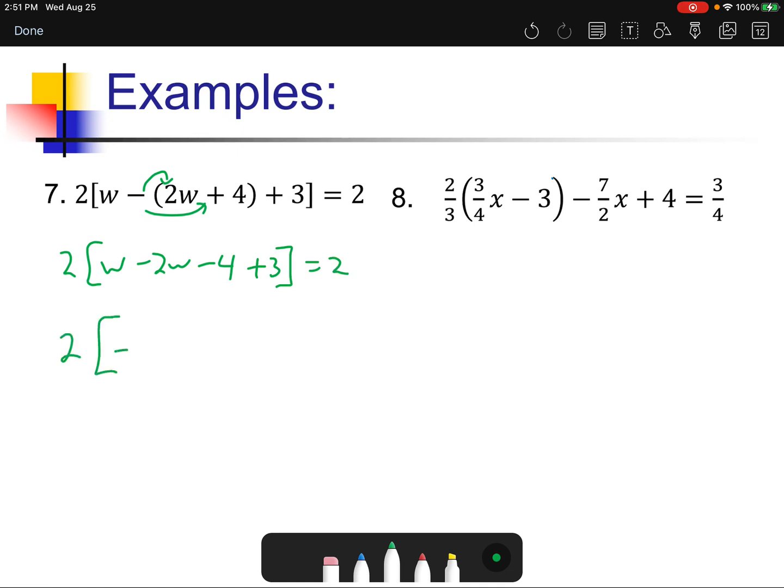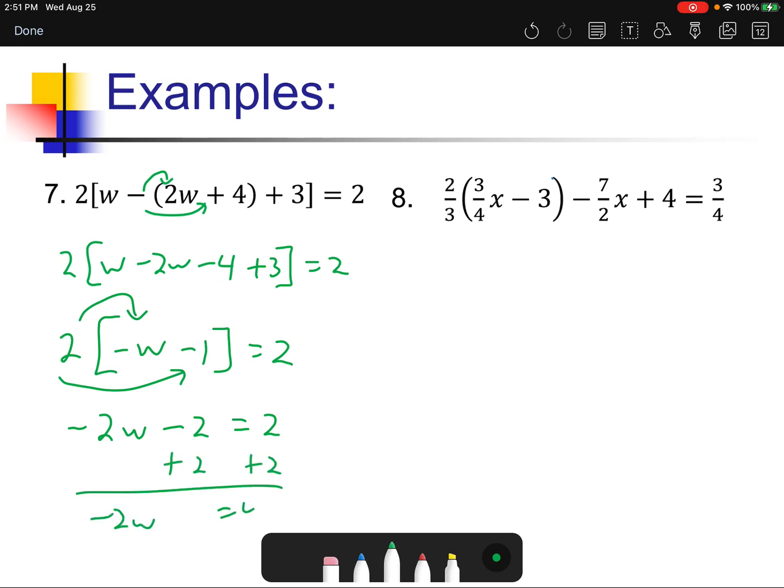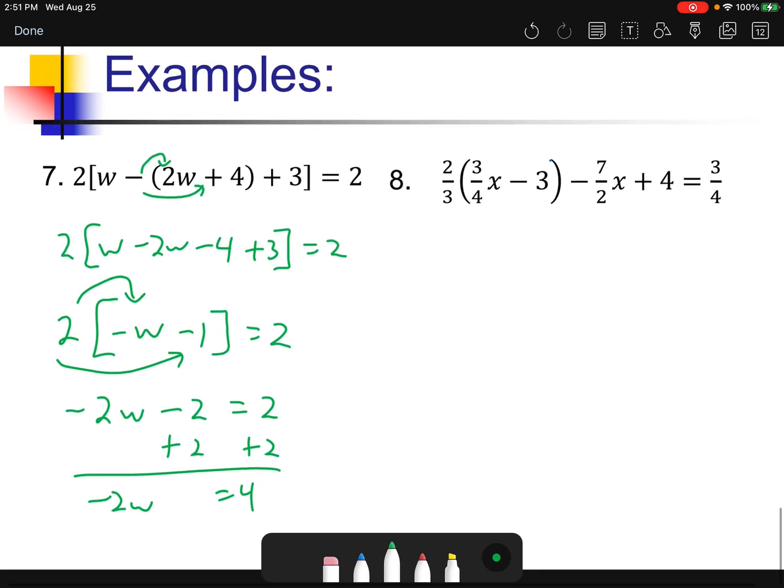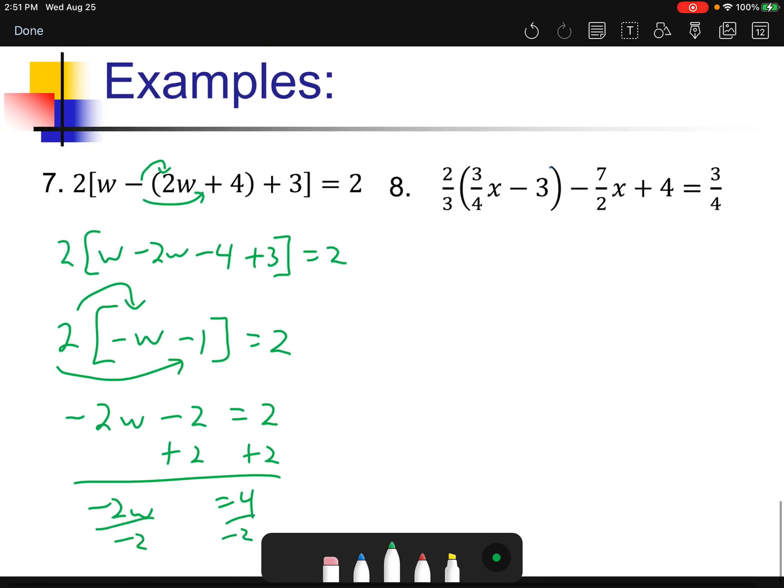Oh, well, actually now we can combine W's, and then negative 4 plus 3 is negative 1. Then distribute the 2 times negative W, 2 times negative 1. We're going to add 2. Negative 2W equals 4. Divide by negative 2, and W equals negative 2.